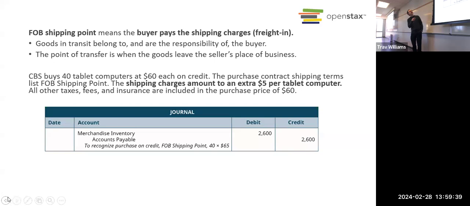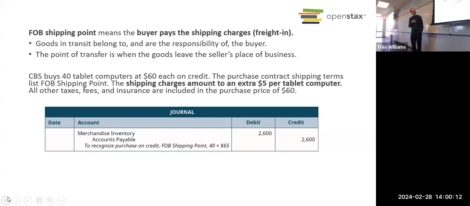Okay, then the other option is FOB shipping point. This is the one where as soon as the product leaves the seller, so at the point where it's being shipped, it becomes the property of the buyer. And the buyer is then responsible for the shipping costs. Think of shipping point as when it leaves the seller. That's the shipping point. So the buyer owns the property and is responsible for the shipping costs.